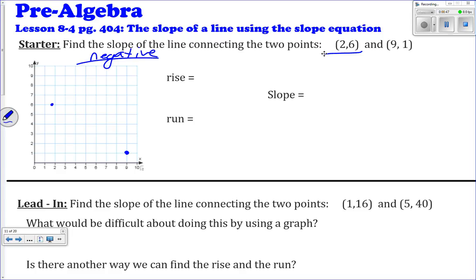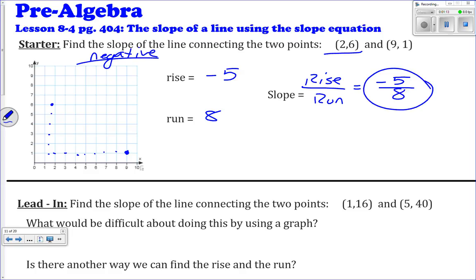We need to count how far down did I go. Well, I went down 1, 2, 3, 4, 5. So my rise was a negative 5 because I went down. My run, how far over did I go? Run's always positive. I went over 1, 2, 3, 4, 5, 6, 7, 8. So my slope is rise over run, or negative 5 over 8.